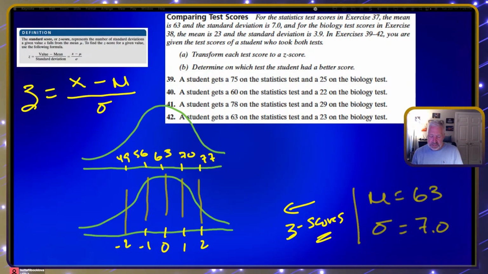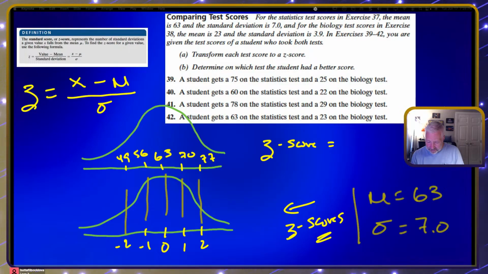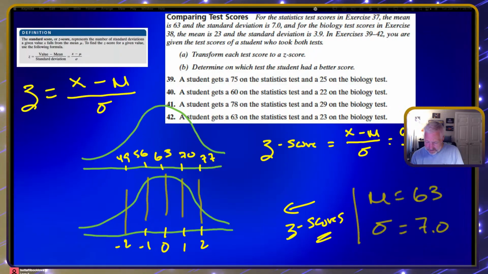If I found the z-score at each one of these values, it's going to give me what I mapped it to. In other words, if I want to find the z-score at 63, then I have x, subtract the mean, divided by the standard deviation: 63 minus the mean of 63, divided by 7. I end up with 0 divided by 7, which is a big fat 0.